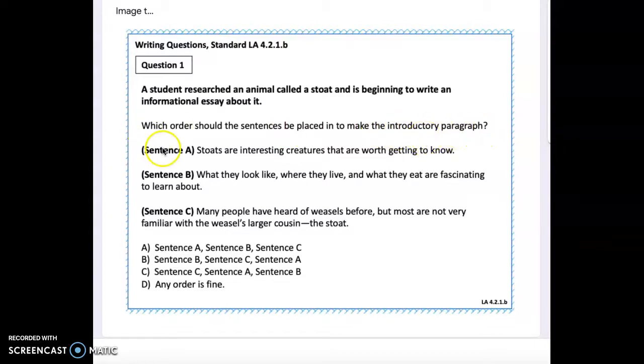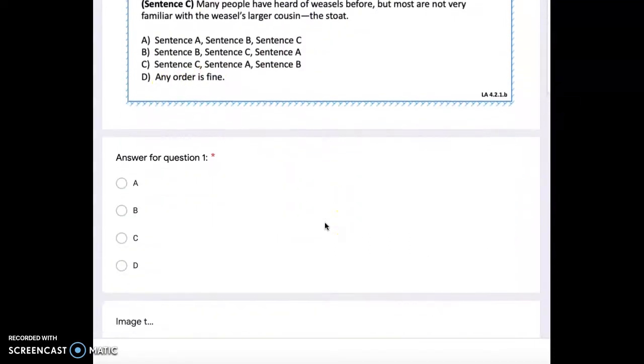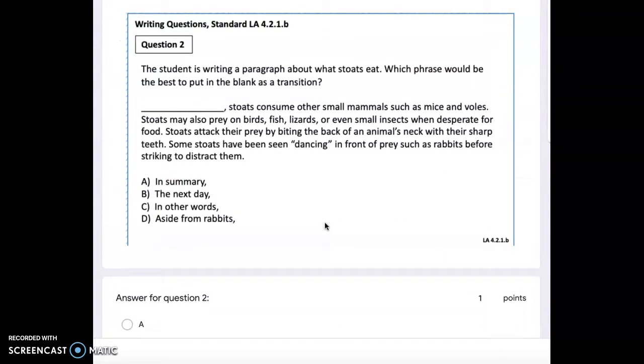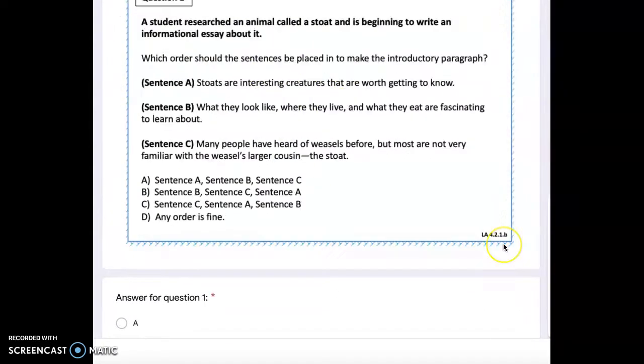So you will read sentence A, sentence B, and sentence C, and then choose which order they should be in, or if any order is fine. Here you need to find the best.